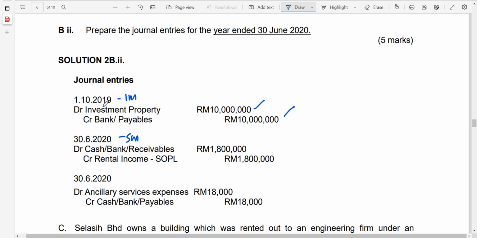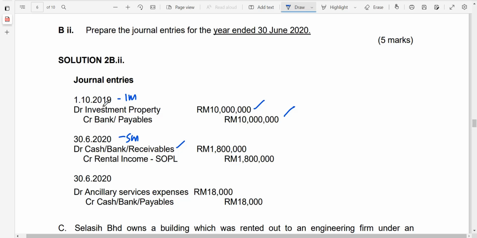This is to record the rental income. If you have accrued rental income, maybe you are also going to debit the accrued rental income, which I put here as receivable. Credit rental income, so that goes to the other income section.